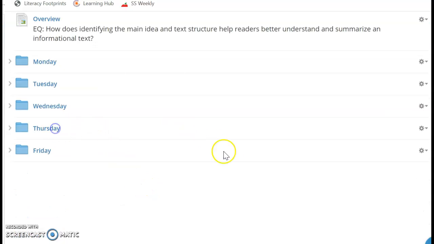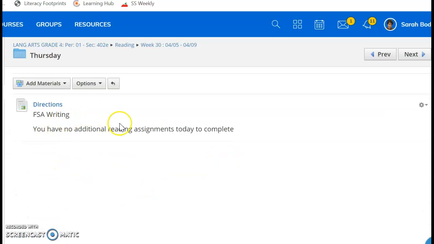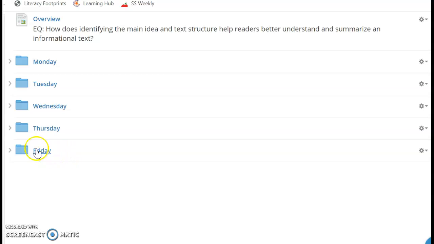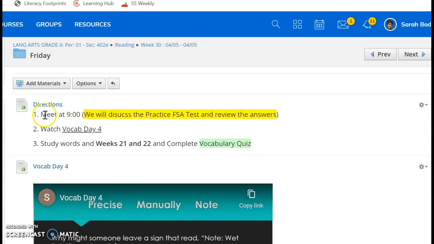We know that Thursday, that's the big day. That's the writing FSA. You will not have any additional reading assignments today to complete. The only other assignment you have is in math. On Friday, we're going to go over and review the practice FSA test that you did on Wednesday.